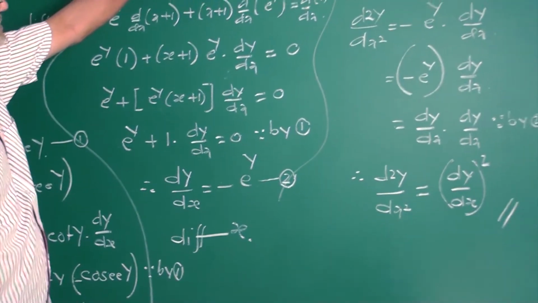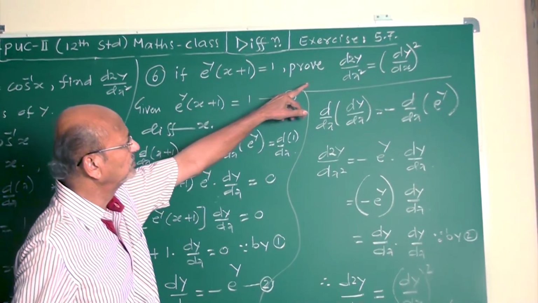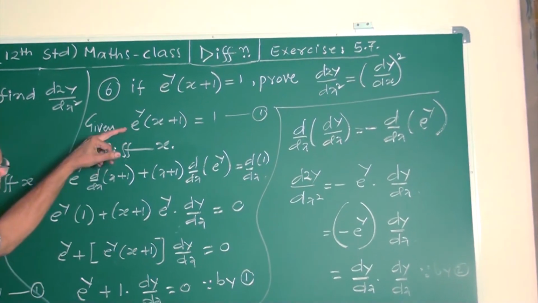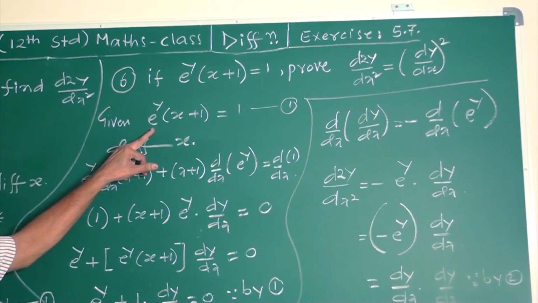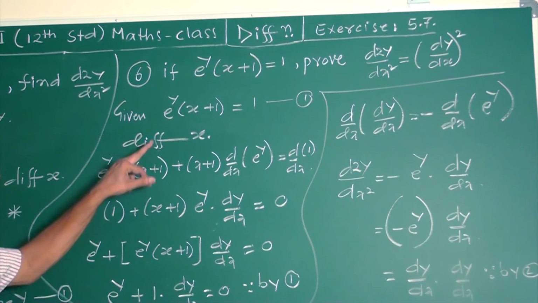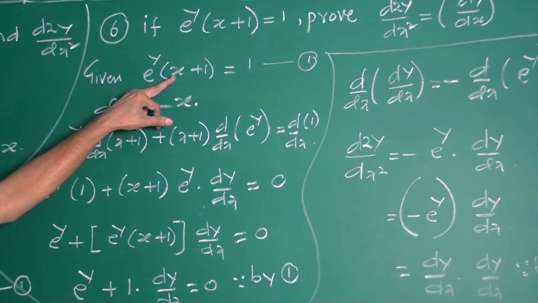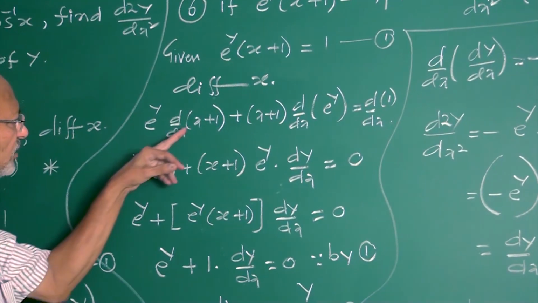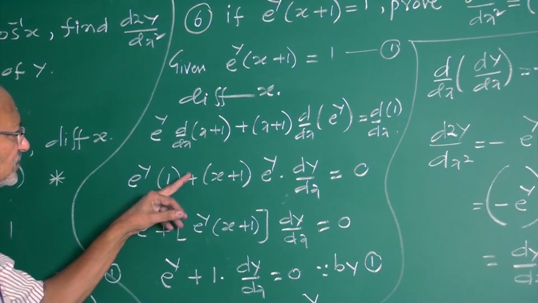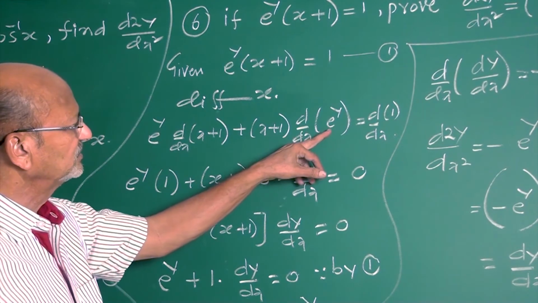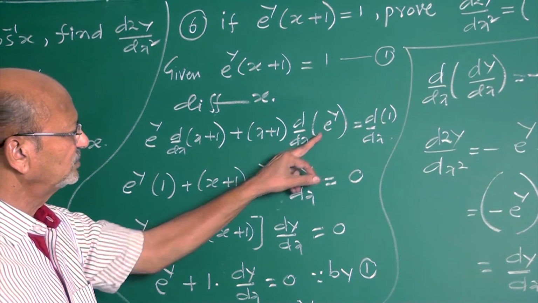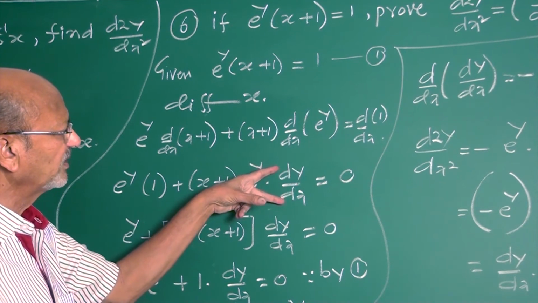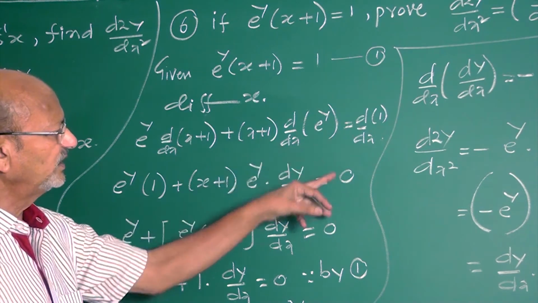Yes. This is given. You want to prove that d2y by dx2 equals dy by dx the whole square. Given, differentiate with respect to x, u v, product formula: first function into derivative of second plus second into derivative of first, equal to the derivative of 1, which is 0. e to the power y into derivative of x, which is 1, plus (x plus 1) into, implicit, other than x, first with respect to y, then y with respect to x. If it is other than x, remember my friends, always dy by dx, and the derivative of 1 is 0.